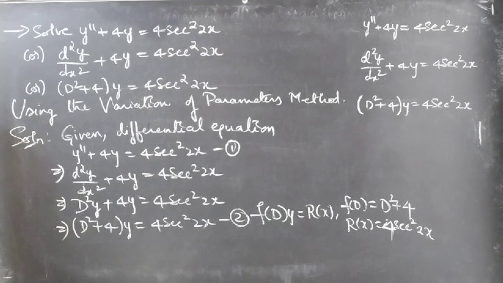Now we'll find the solution to our problem using the general solution given by y equal to yc plus yp. We'll find yc using the auxiliary equation. Later we'll find yp using yc. Now coming to the auxiliary equation.